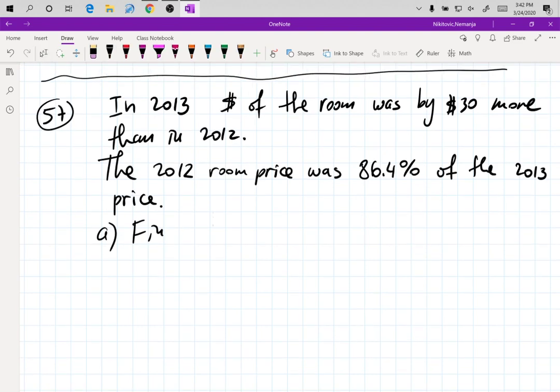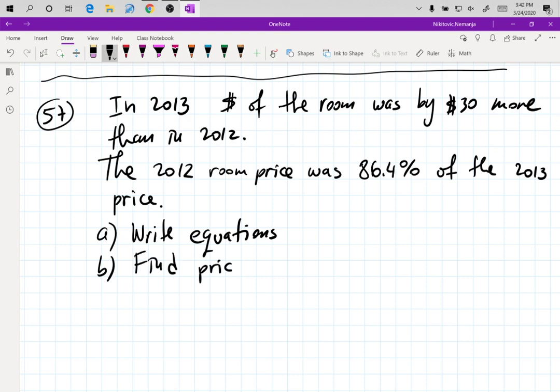Find, well, maybe write equations, and B, find prices in 2012 and 2013. Cool. So we have a word problem now that could be figured out for other stuff as well, not just room prices in Cancun. And you can apply this problem literally for anything.